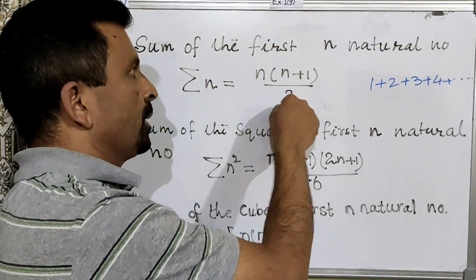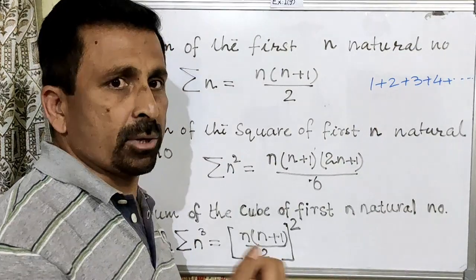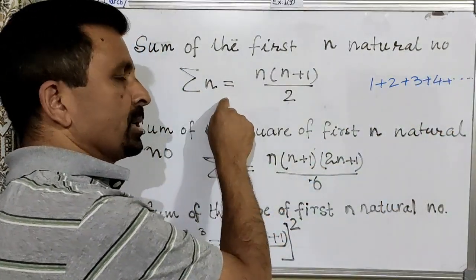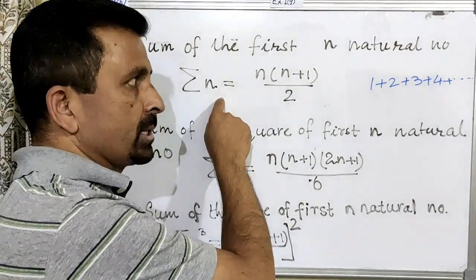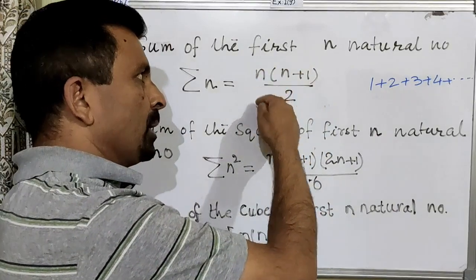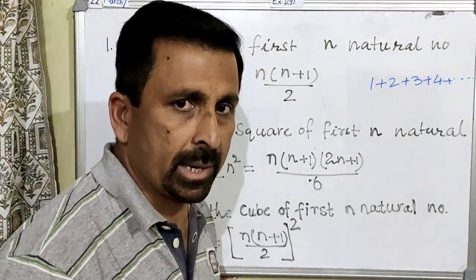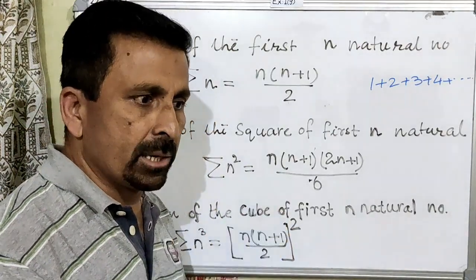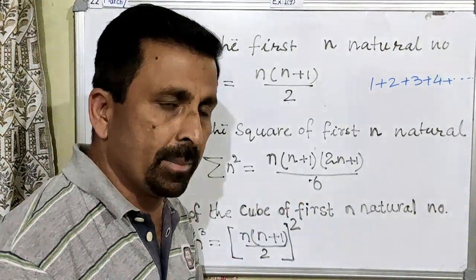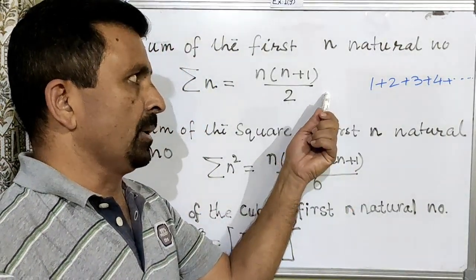And this is the formula which is made to calculate the sum of n natural numbers. The sum of all the natural numbers can be denoted by this notation, and this is the formula which can be used to calculate the sum of natural numbers, right? You want to find the sum of 10 natural numbers, you can use this formula. Sum of 20 natural numbers, sum of 50 natural numbers, sum of any number of natural numbers you want to calculate, you will use this formula.